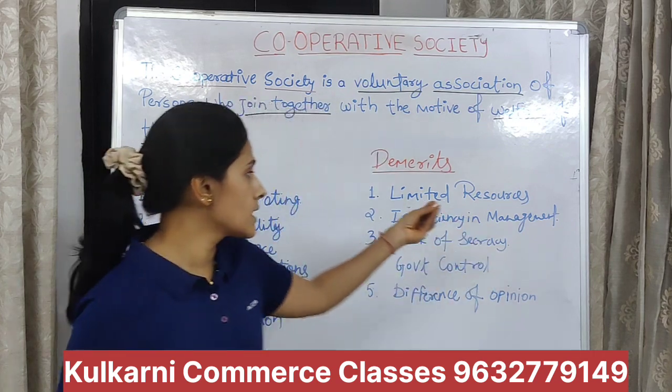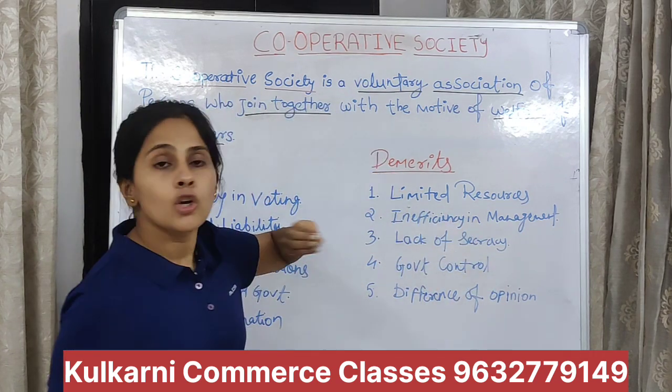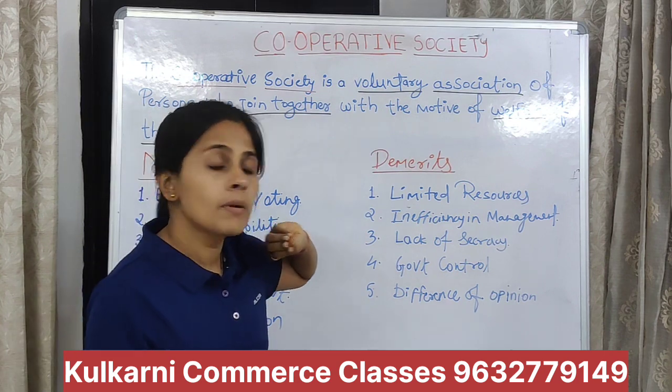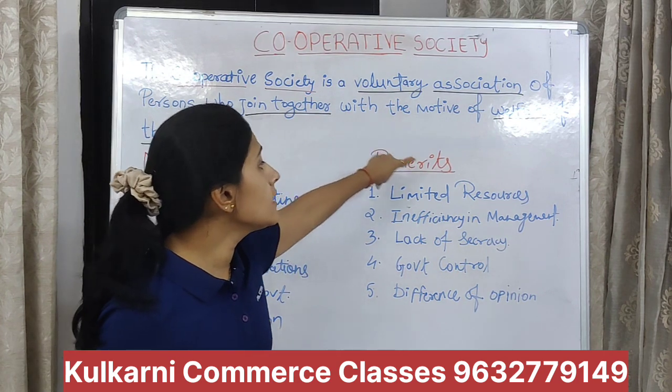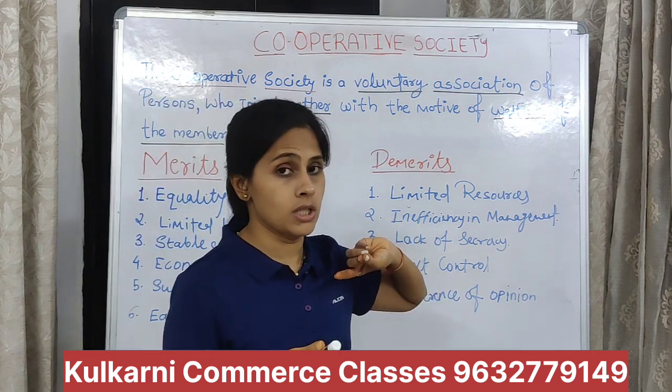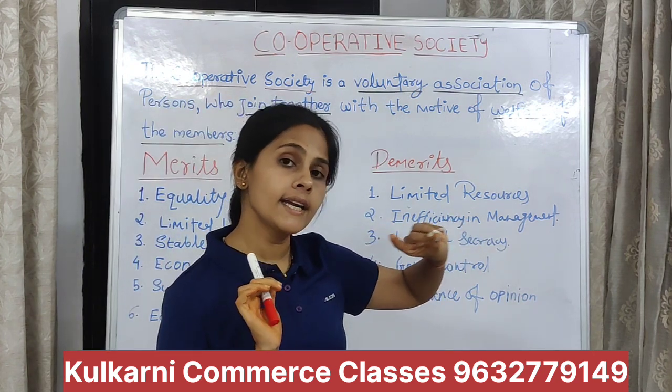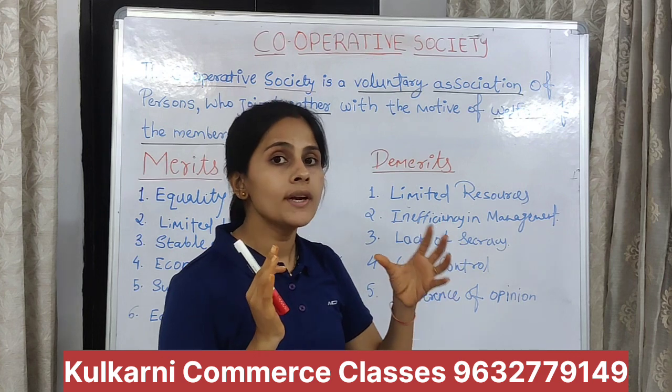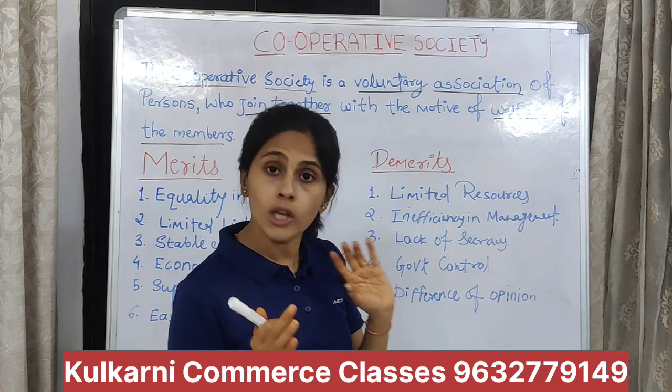So this is the demerit or limitation. Always remember, while writing demerits, you have to critically explain those things, or write in a negative way, or show how it is a loophole. Understood? Not in a positive way.